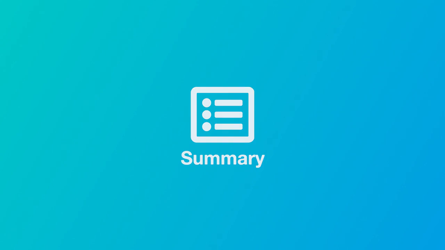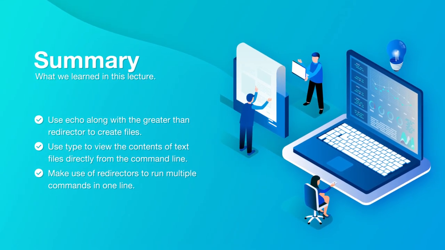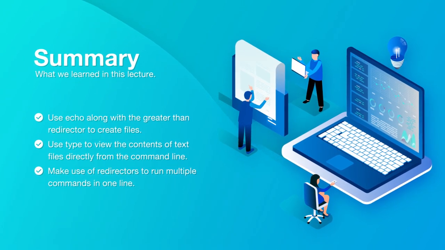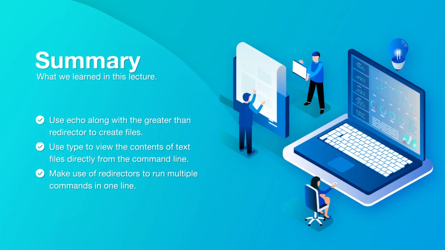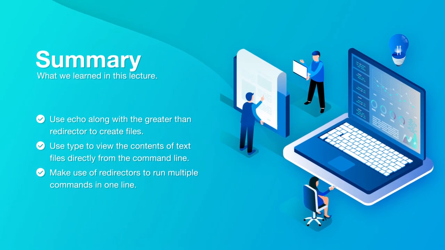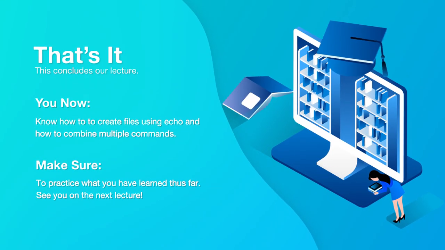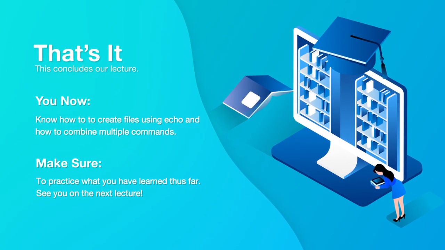Summary. Use the echo command along with the greater than redirector to create files. Use type to view the contents of a text file directly from the command line. Make use of redirectors to run multiple commands in a single line. That's it! You now know how to use redirectors to create files and to combine multiple commands.